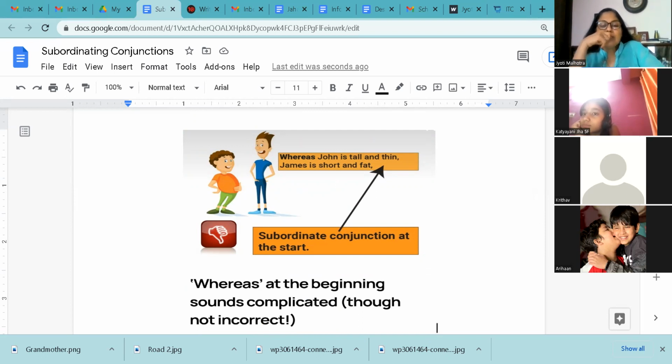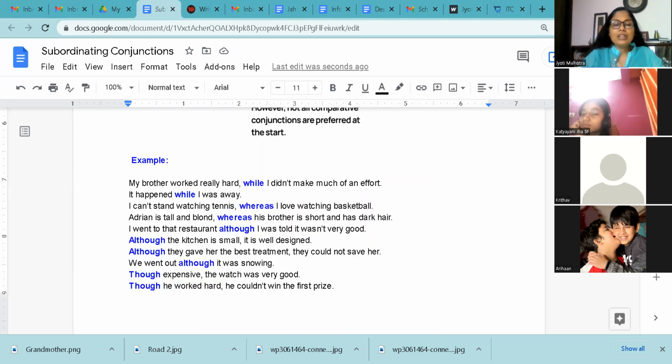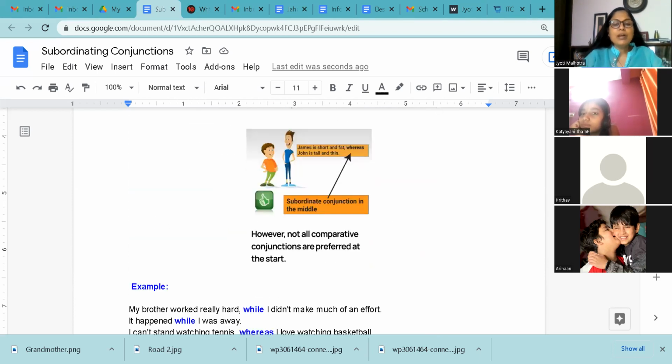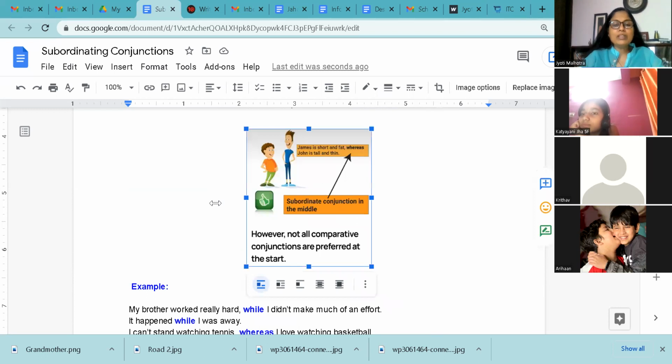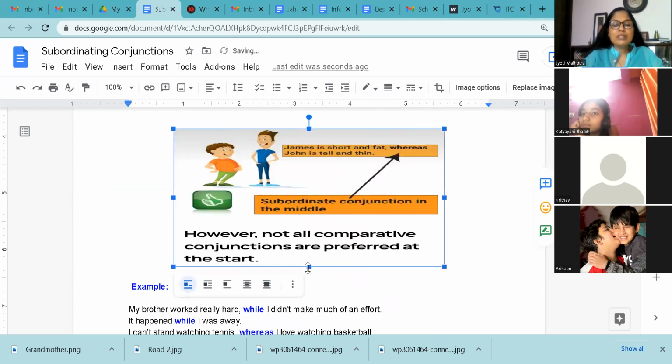A subordinating conjunction is placed at the beginning of a sentence. Here we are just expressing a contrast. All right, let's have a look. What is a main clause? Let's have a look at the sentence. I'll just explain.